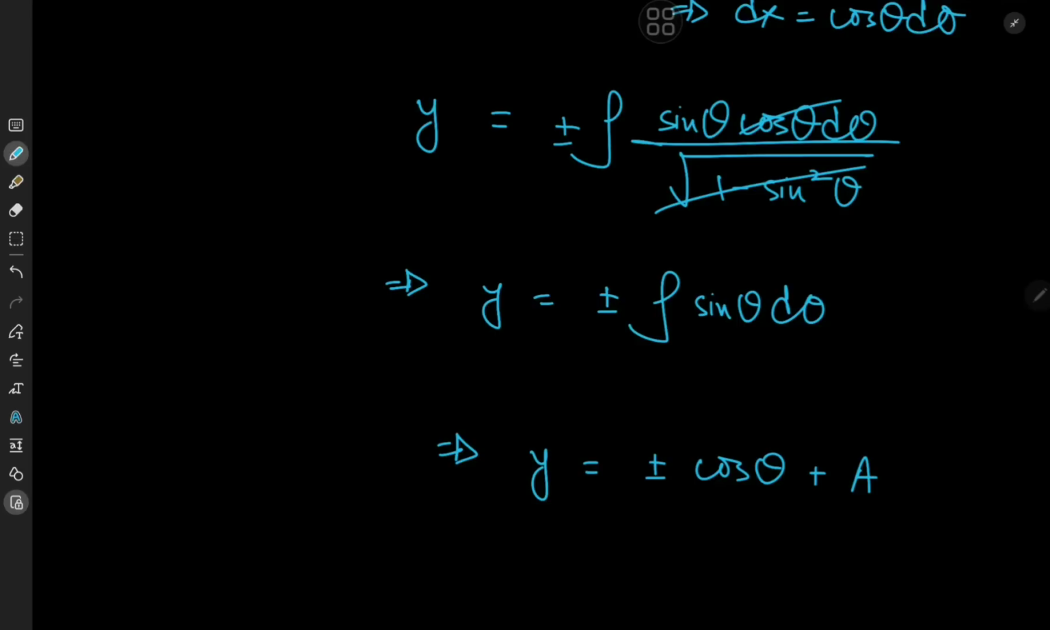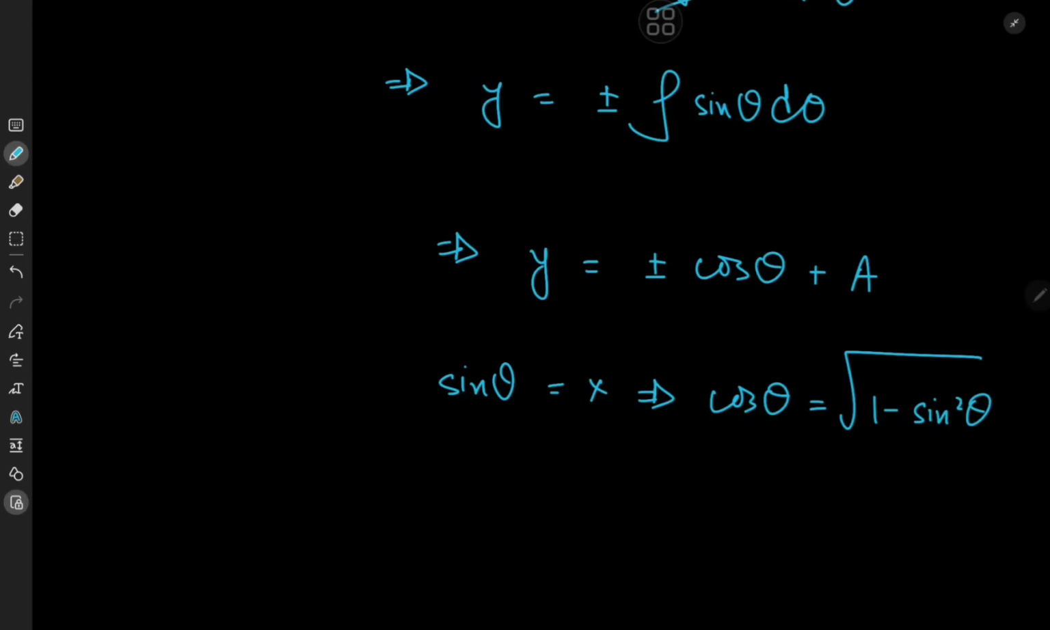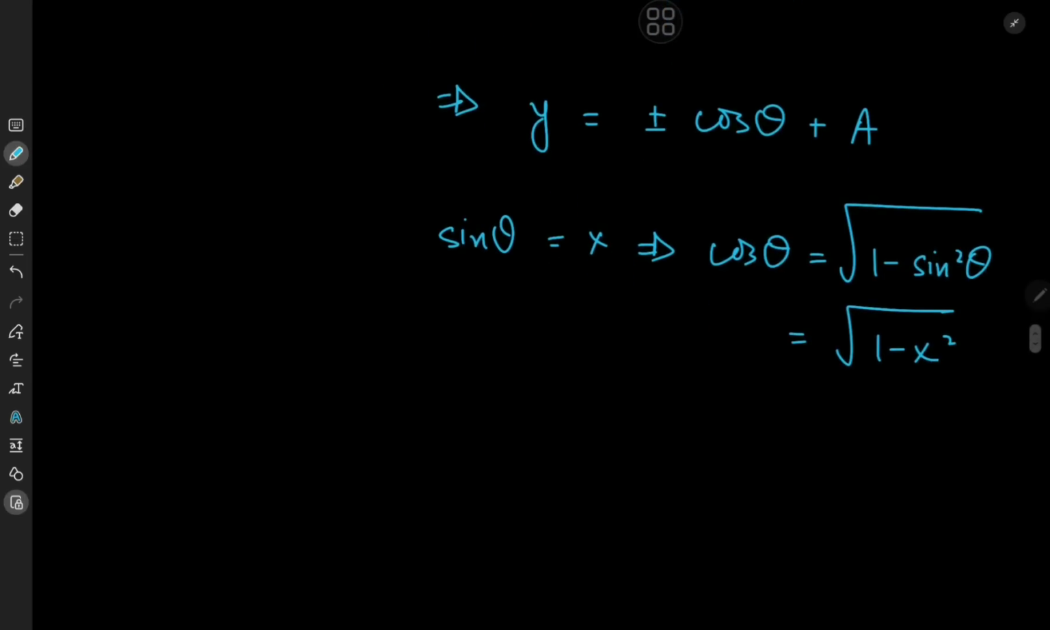And now to return back to the x realm, recall that we let sine theta equal x. So this implies that cosine theta, which is of course root 1 minus sine squared theta, equals root 1 minus x squared. So finally, we have y equal to a plus or minus root 1 minus x squared, but we're not done just yet.